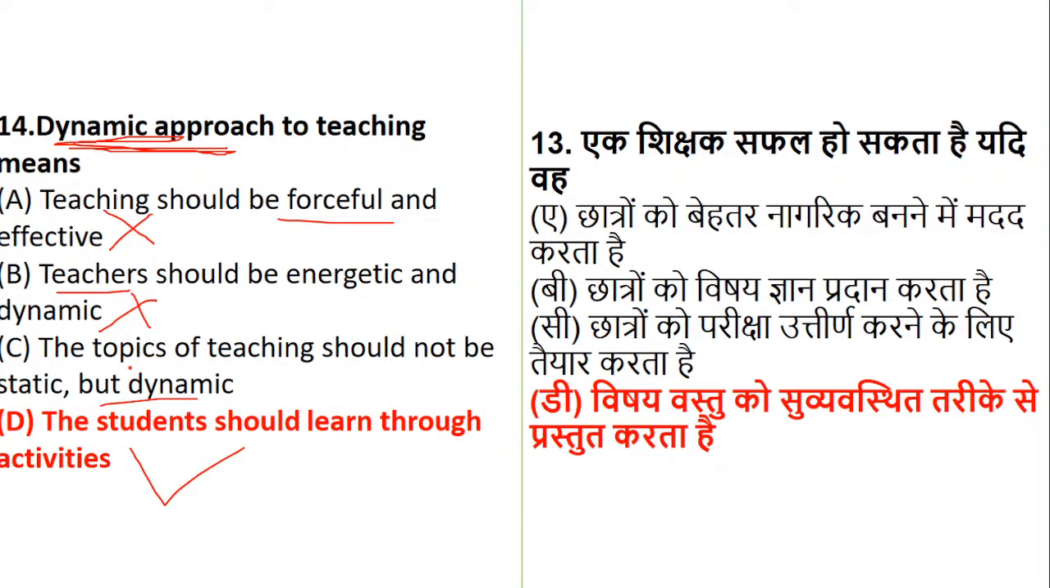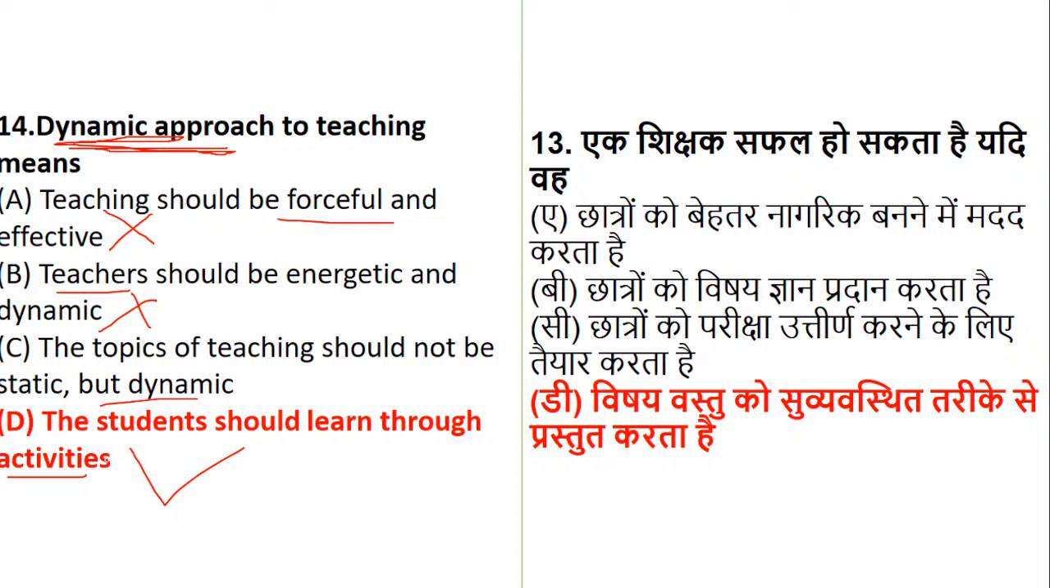So what should be more important, or what will be called as dynamic approach? The student should learn through activity. So now let teacher take any topic, any concept, let the concept be dry or something, let the teacher be energetic. Unless and until you put your students into actual learning, they will not learn. So students should learn through activities. That is called as dynamism.